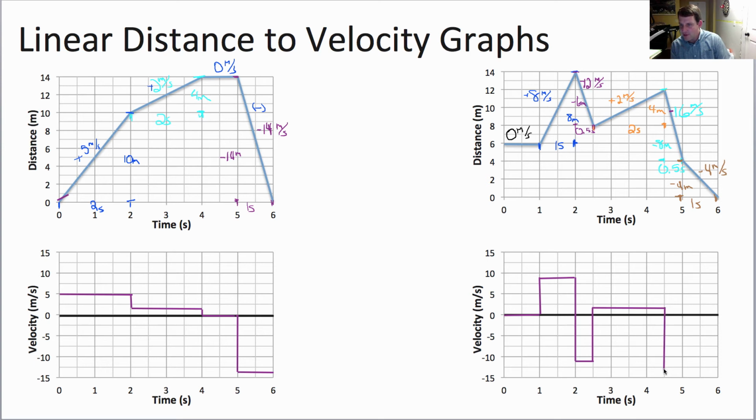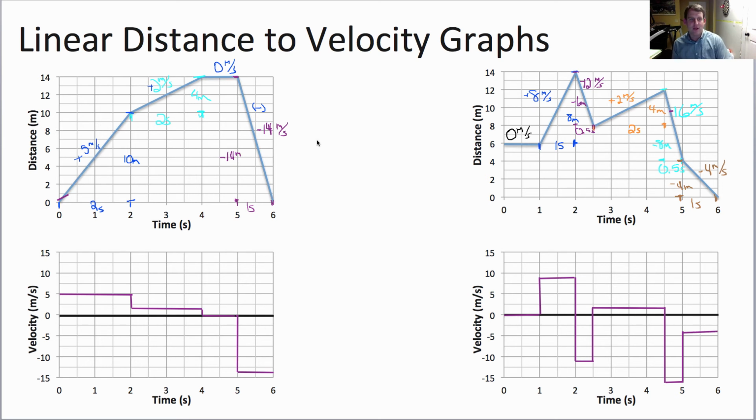So again, it's a big jump because it's such a sharp point there. Very sudden change in velocity. Down to negative 16, I'm going to stay there for half a second. And then I'm going to jump up to negative 4 meters per second. And then I'm going to stay there for a full second.